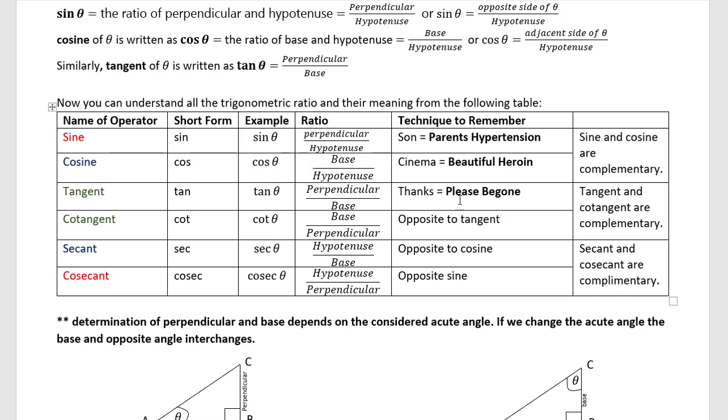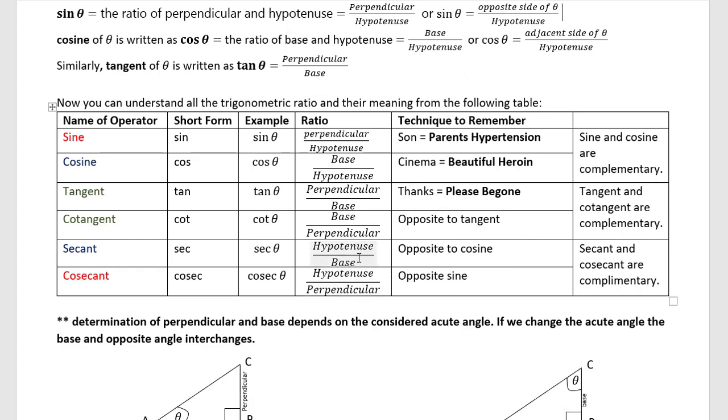Cot is opposite to tangent, and sec is opposite to cos. So sec theta, or secant of theta, is written as hypotenuse by base. It is the opposite of cosine. Secant is the opposite of cosine. I have colored cosine and secant with blue color.